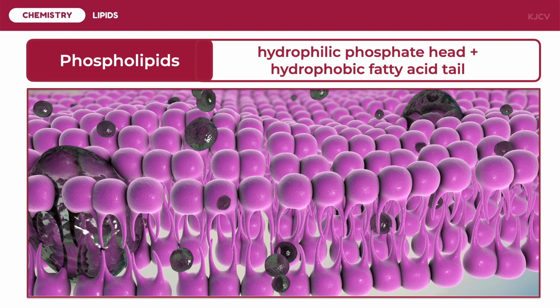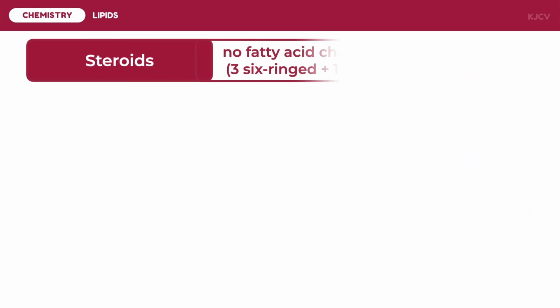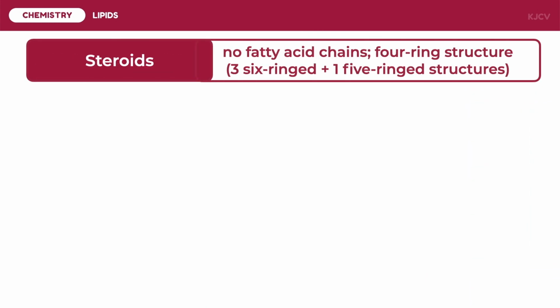The phospholipid bilayer allows the selective permeability of the cell membrane, allowing only selected molecules to go in and out of the cell. Some molecules which cannot pass through the bilayer pass through the protein channels integrated within the bilayer. Lastly, steroids are lipids which do not contain any fatty acid.